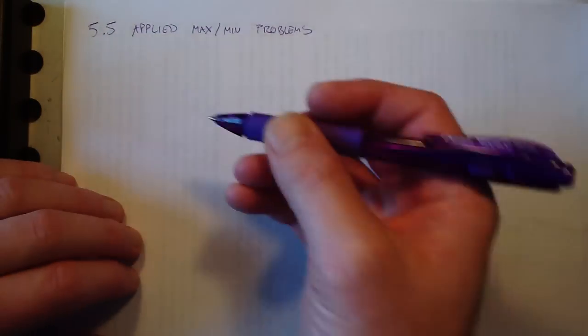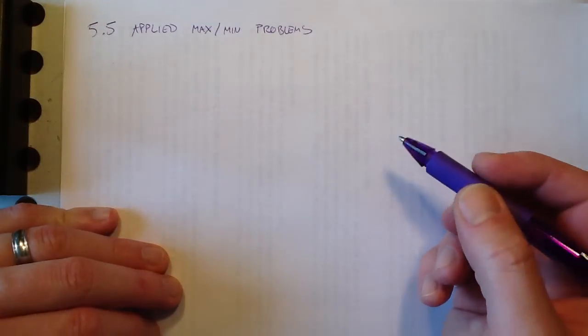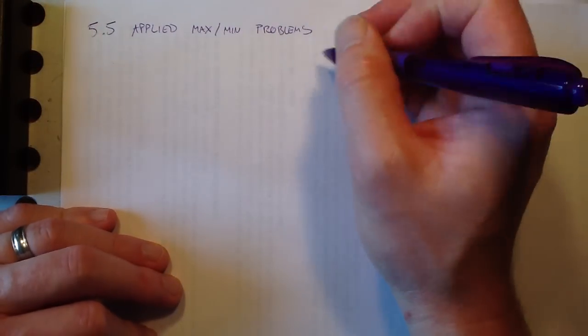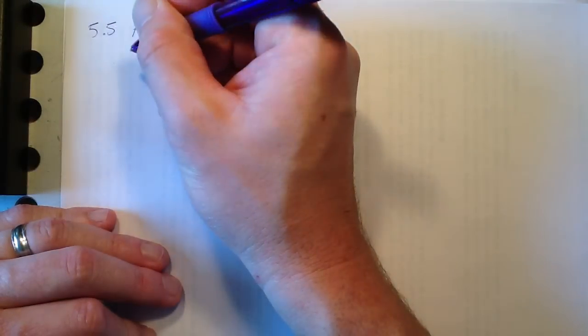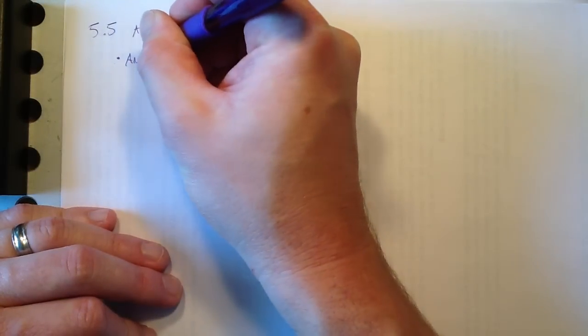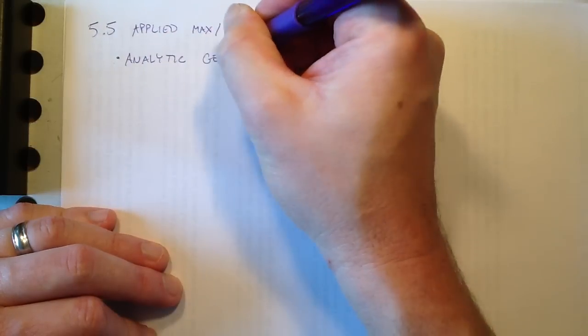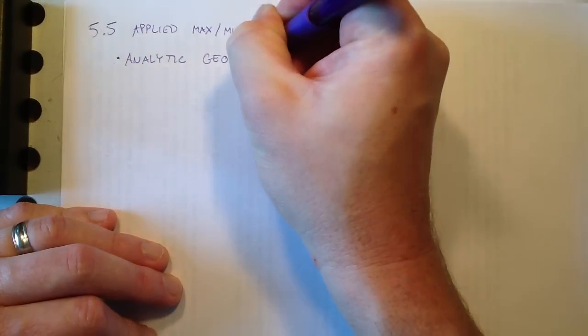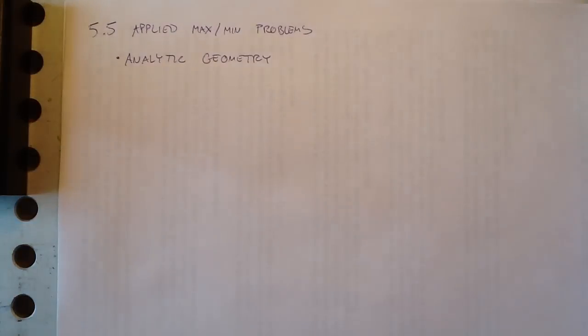This video contains some notes for Section 5.5, Applied Maximum Minimum Problems. These types of problems can be broken up into two big categories. Those categories are analytic geometry problems, which we'll talk about first, and then more real-world type optimization problems.